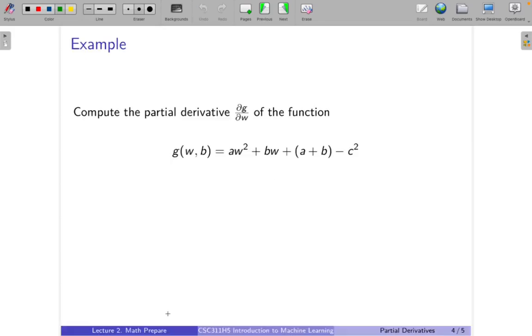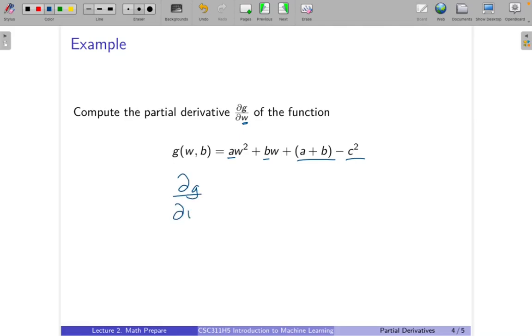All right, time for an example. Let's look at this example. Right here, we want to compute the partial derivative of this function, which I also called g, with respect to w. So what that means is I am going to treat all the other letters that I see here, a, b, all of them, as a constant.